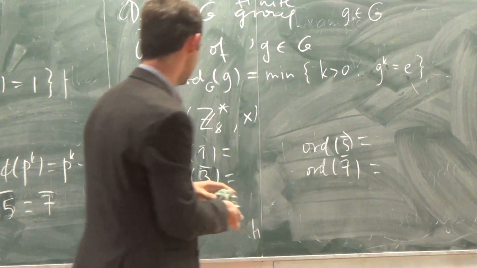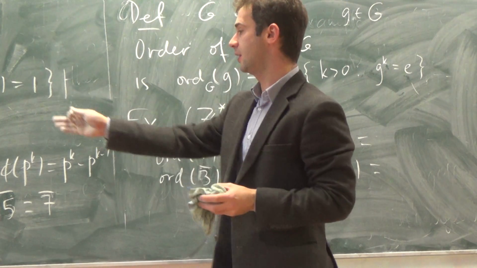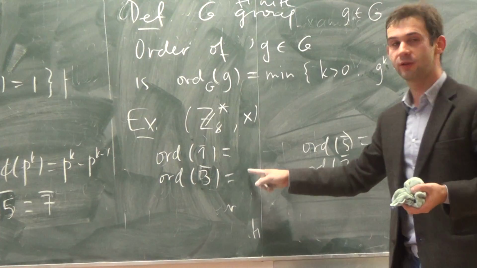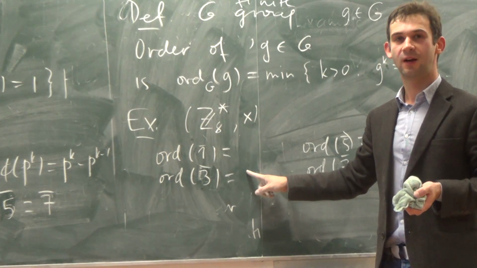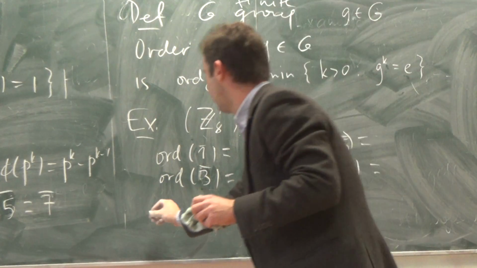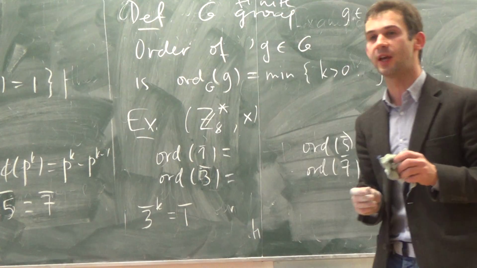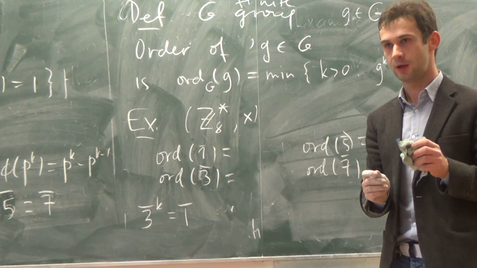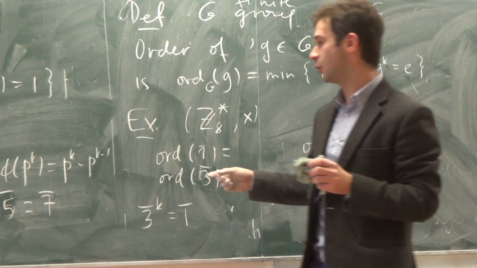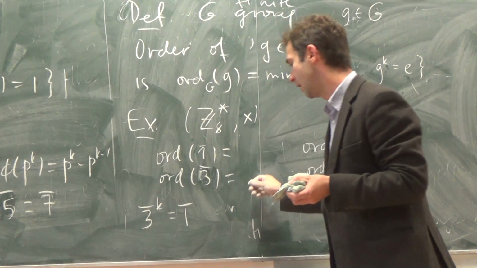Now everything is in terms of powers and in terms of 1 rather than sums and 0. So what is the order of 3, for example, in this group? Not quite. So let's see. We are solving the following equation: we want 3 to the k equals 1 for minimal positive k. So what is it now? 2. Yeah, exactly. This is the same as 3 squared being 1.